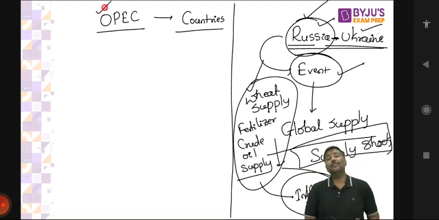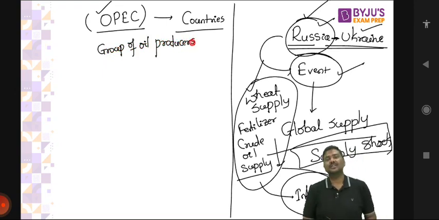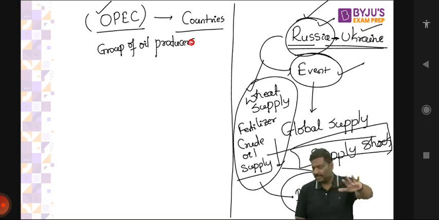OPEC. What is OPEC? Oil producing exporting countries. And OPEC is basically a group of oil producers. How many countries are there? 13 countries are there. By the way, India is not part of OPEC.